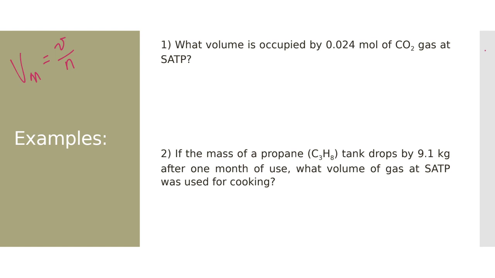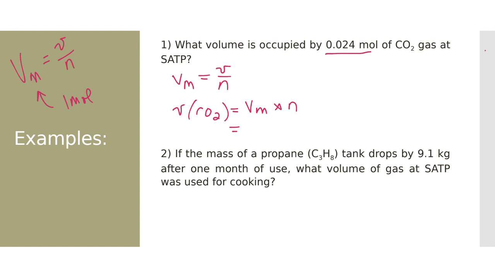Here it says, what volume is occupied by 0.024 moles? So not 1 mole. Remember, this is for 1 mole of substance. Now we're changing that. We want to know what's the actual volume. So we write out our molar volume formula: Vm equals actual volume over moles. We want to figure out the actual volume of CO2 gas, and we're going to equate that to the molar volume times the mole value.